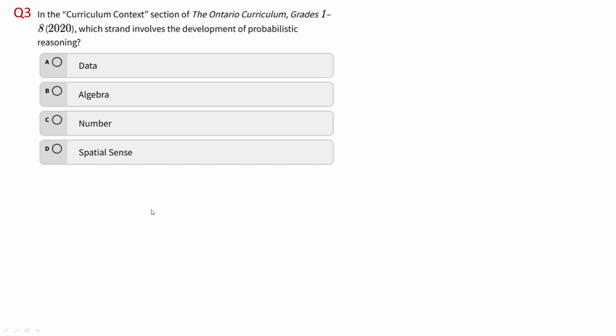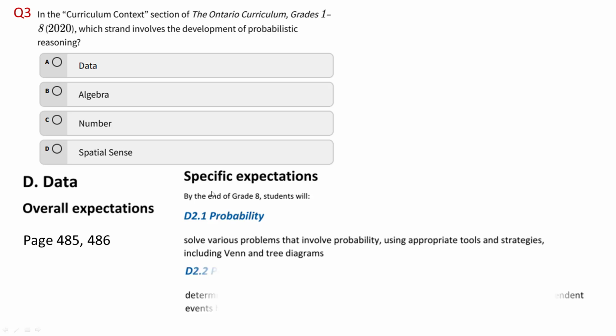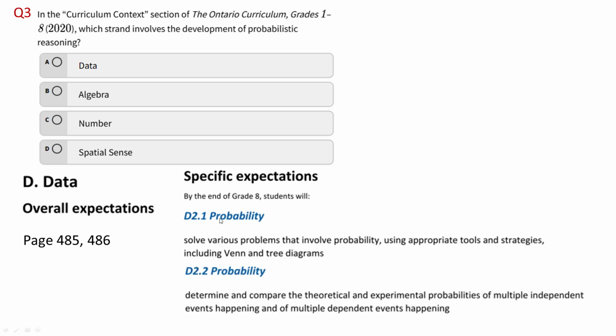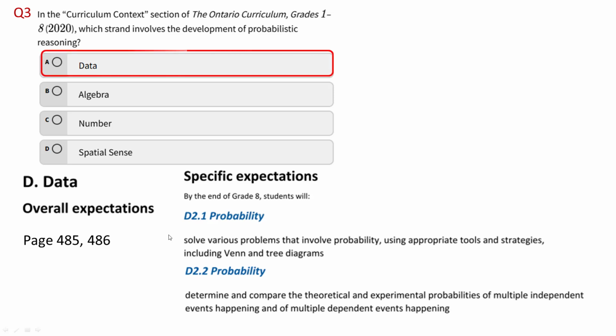Question number 3, in the curriculum context section of the 1 to 8 math curriculum, which strand involves the development of probabilistic reasoning? So it's data. This is on pages 485 and 486. You'll see these two specific expectations on probability. So data is the correct answer for question number 3.